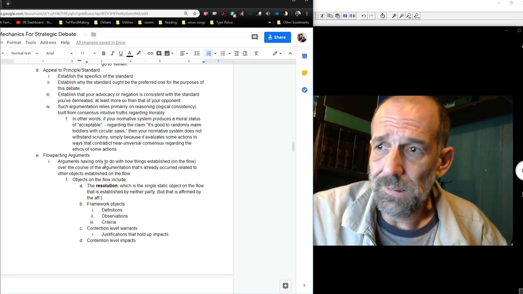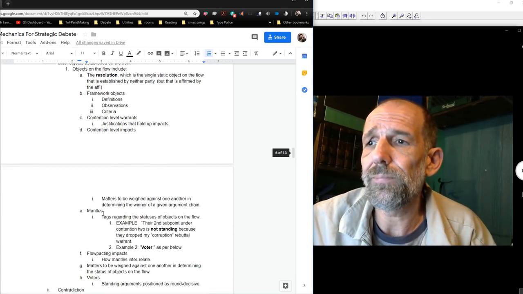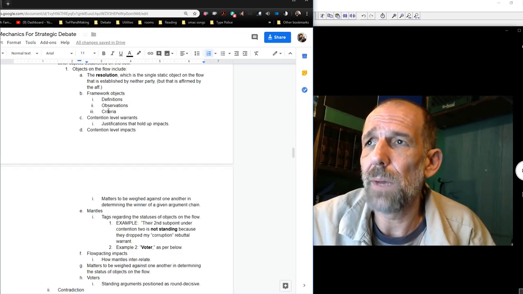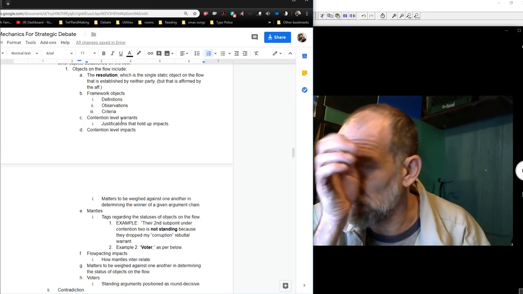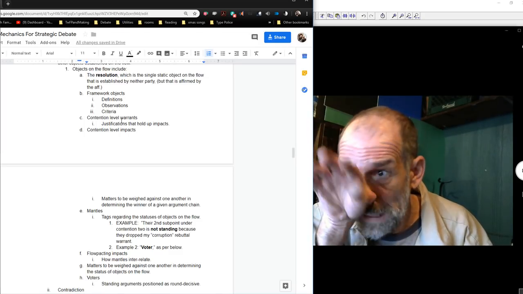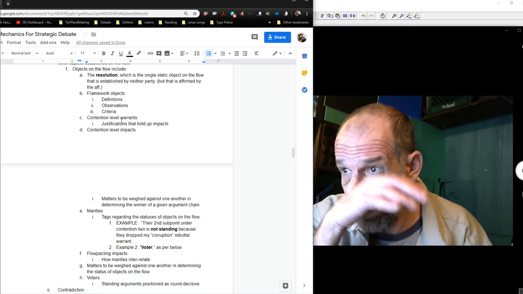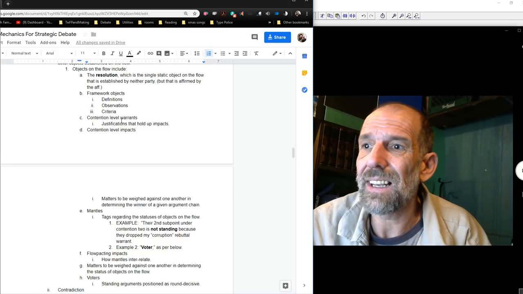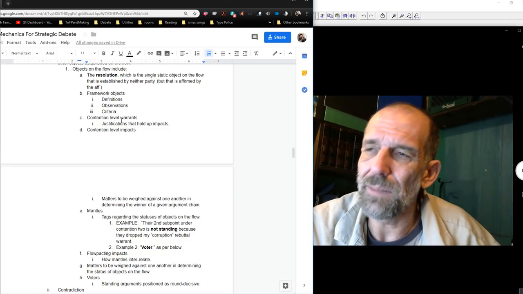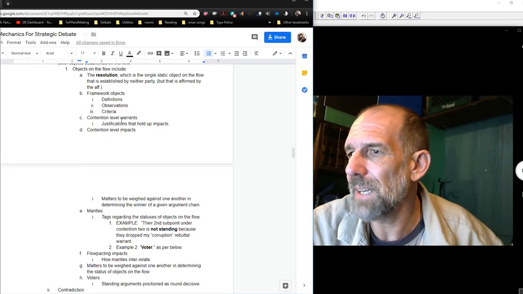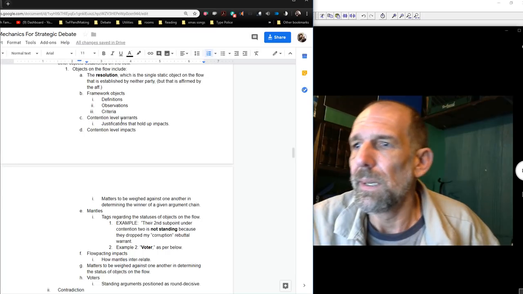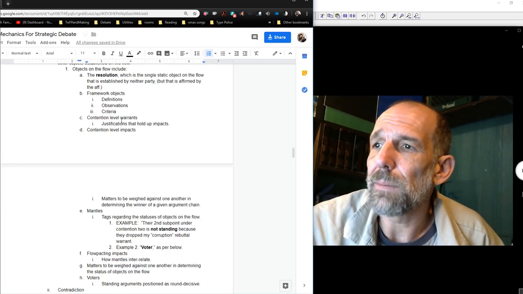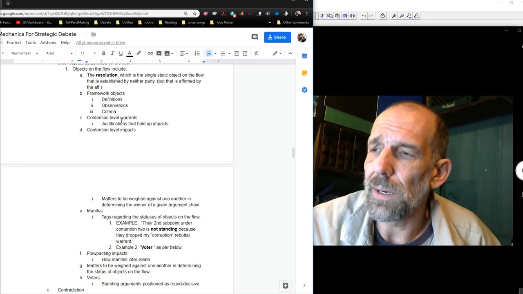So, objects include framework objects, definitions, observations, and criteria, contention level warrants, that's the justification parts of arguments on the contention level, impacts, there are matters to be weighed against one another in determining the winner of a given argument chain, the claim is sort of an object. It's basically a tag, but it really, the claim just is like a tag for the warrant and impact relationship.